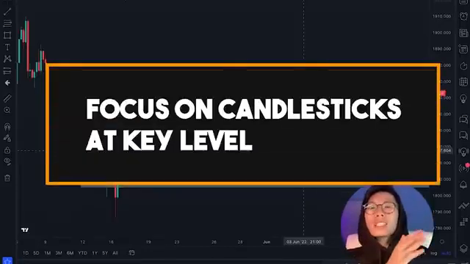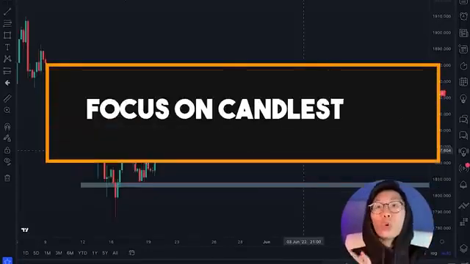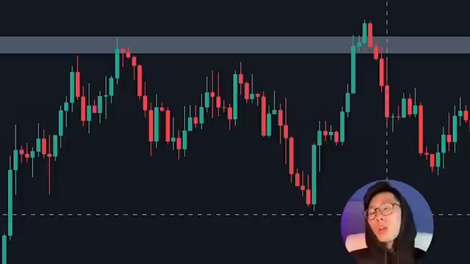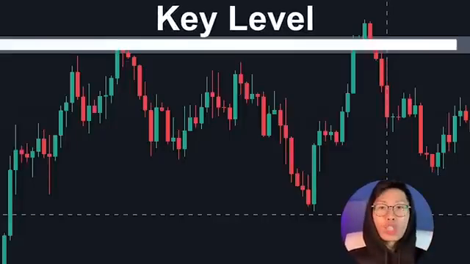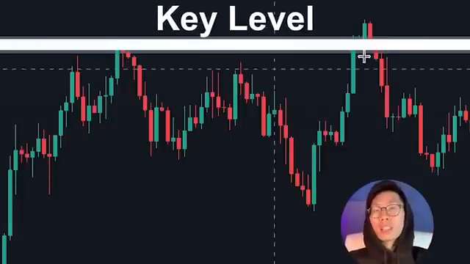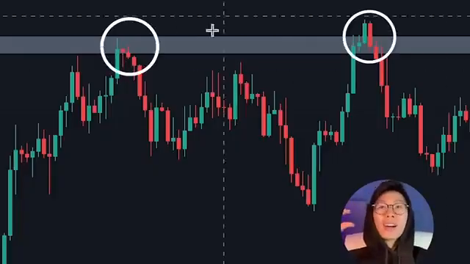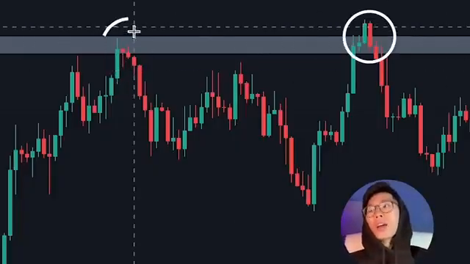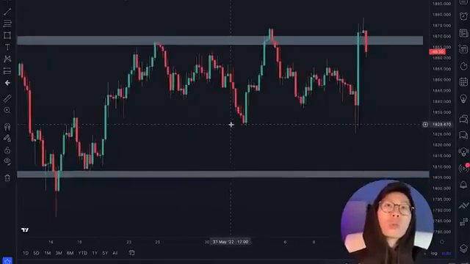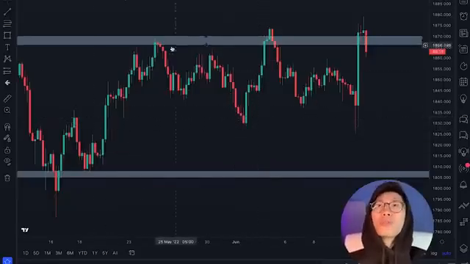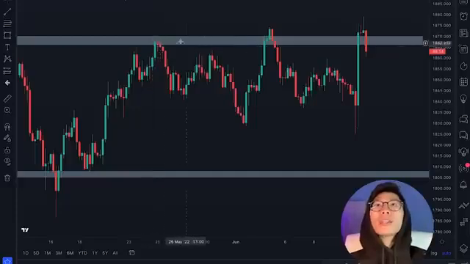Focus on candlesticks at key levels. Do not look at every single candlestick at every single time frame. You should only be paying attention to the candlesticks at a certain key level or a trend line, when it is near a key level or a trend line. So honestly, my advice to you guys would be, do not pay attention to the candlesticks in the middle. Only really focus on the candlesticks that are forming near a key level like this right here.